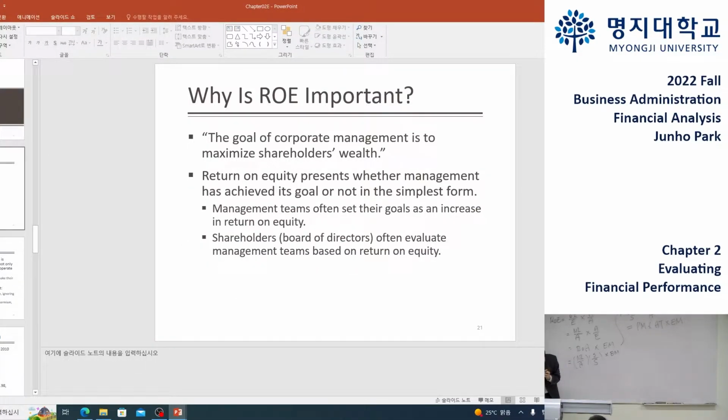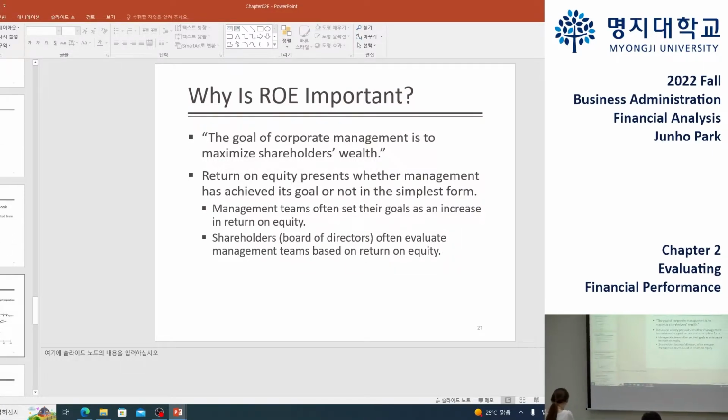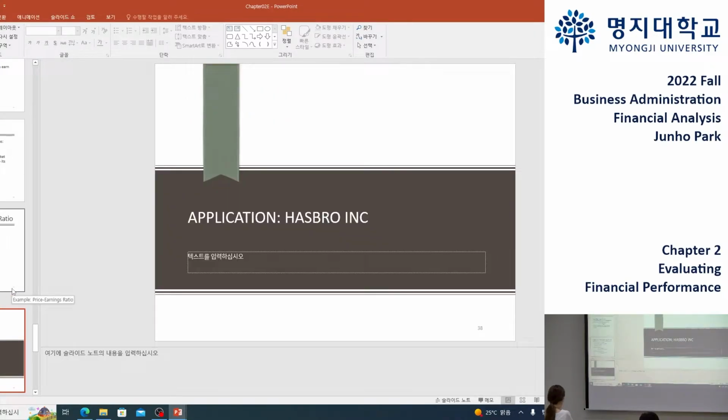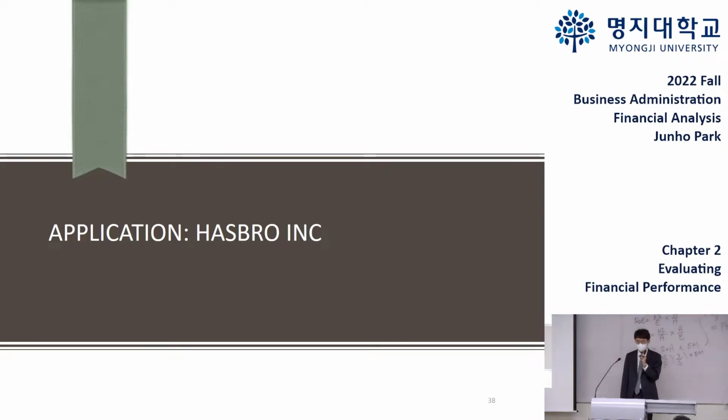So we discussed the validity of ROE, and we found several limitations in ROE. And then if we understand the limitations, then we don't have to worry too much, and we can use it as a proxy or a measure for your overall financial performance. And today I'm going to introduce precisely 3 cases. The first is in your textbook. It is about Hasbro.